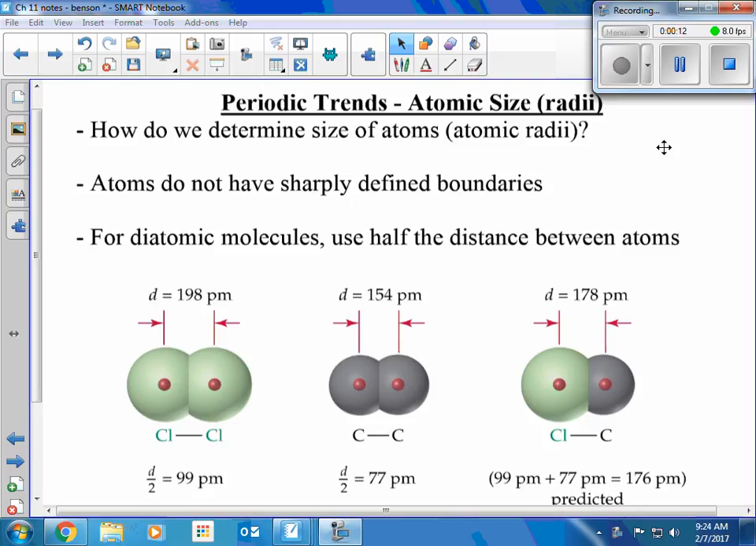Today we're going to talk about periodic trends and atomic size and radii. And again, we're still trying to figure out what all these electrons are doing in terms of making materials and compounds and all the things that we have in our amazing world.